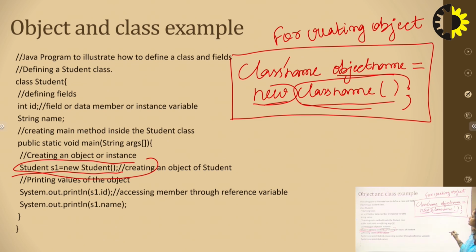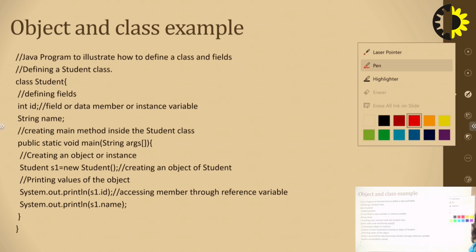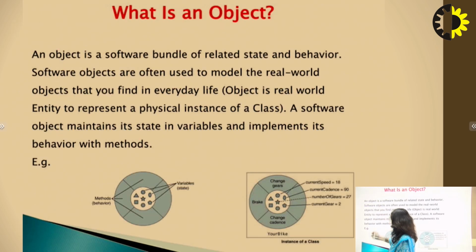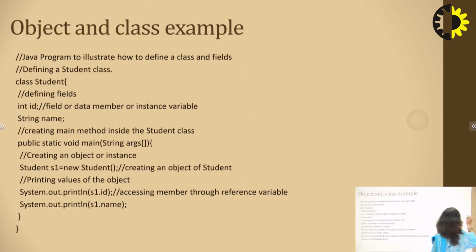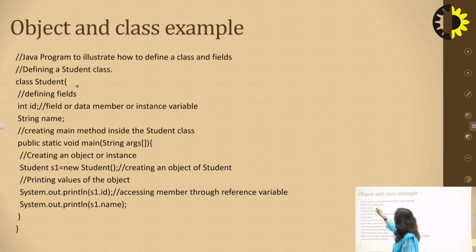Now let us see with the help of a programming example how this particular new operator is working for creating an object, and how we can invoke the variable and methods of a dummy class, or a class which is not having any main method. So let us start with the program. In this program, we have created a class student, which will be acting as a dummy class.